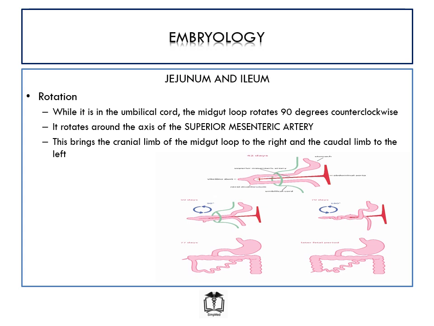So this 90 degrees counterclockwise rotation will bring the cranial limb to the right, and the caudal limb to the left. Usually the cranial and caudal limbs are just superior and inferior. So once we have that 90 degrees rotation, the cranial limb would automatically be placed on the right, and the caudal limb would automatically be placed on the left. Remember that it's a counterclockwise rotation, so it's occurring like this. So cranial becomes right, caudal becomes left.